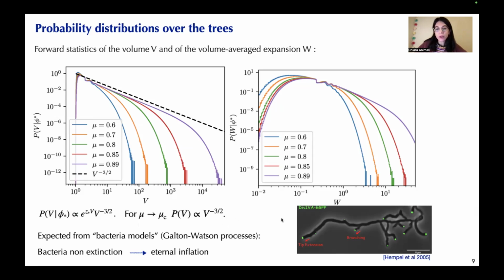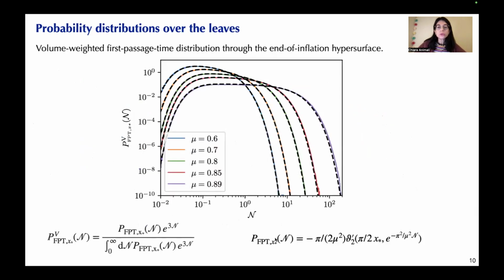And really interestingly for us was to discover that those results are expected from bacteria models, namely from Galton-Watson processes that are used in biophysics to study degeneration, evolution, and extinction of bacteria populations, where bacterial extinction corresponds to eternal inflation in our case. We also reconstructed statistics over the whole leaves of the entire tree population, and here I'm showing the volume-weighted first passage time distribution from which the distribution of the curvature perturbation can be reconstructed for different values of mu, where again we find the power law behavior followed by exponential tails.